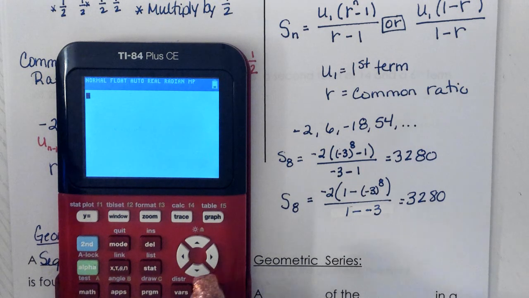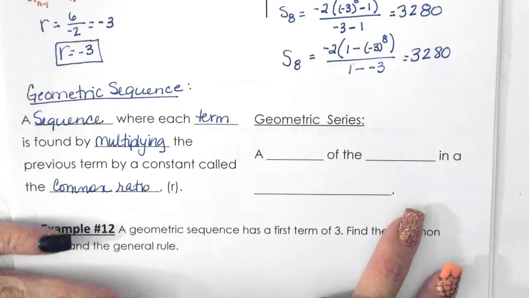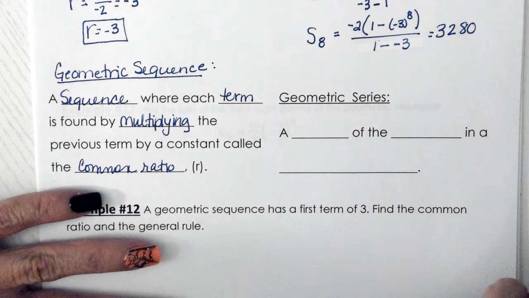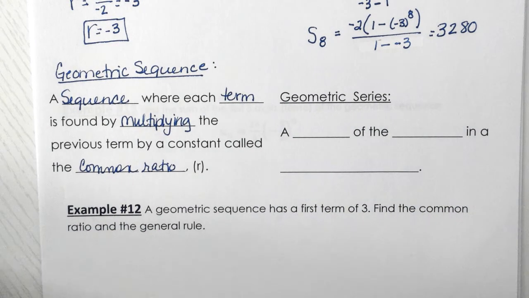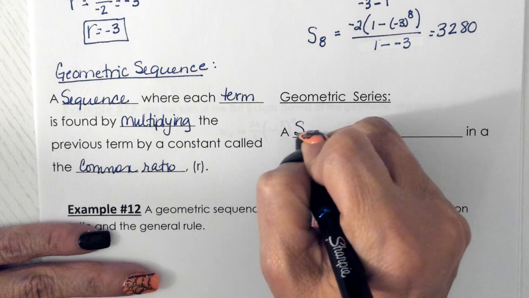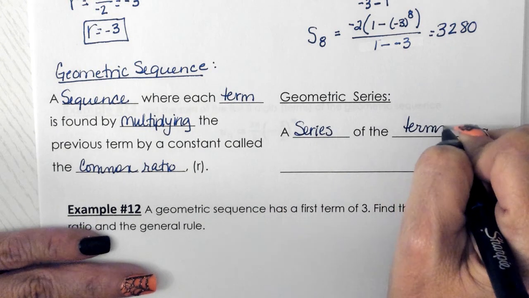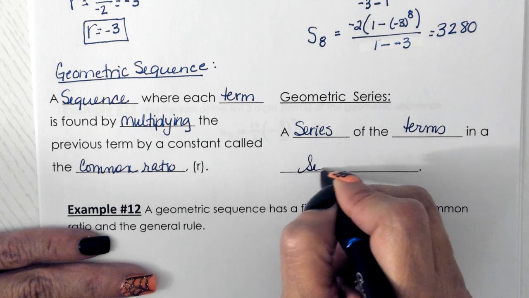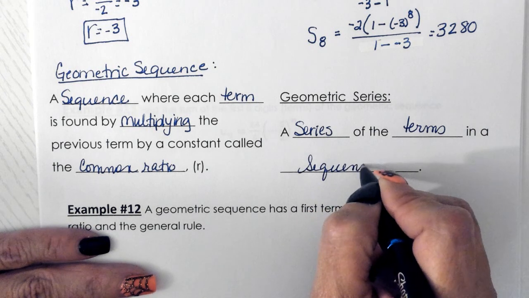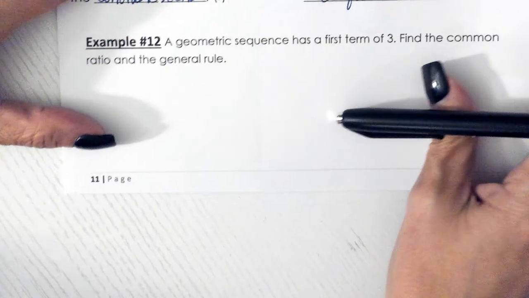All right. So, geometric series, it's the same thing as the other one. It's just a series of the terms in a sequence. Okay, same thing. All right, so let's just get to some examples. We're just going to crank through these.